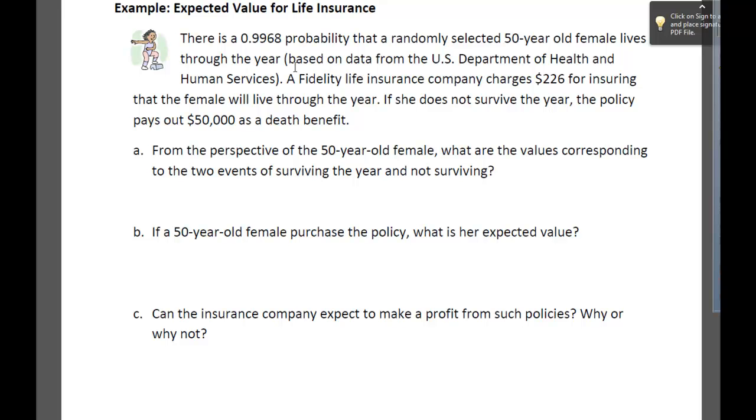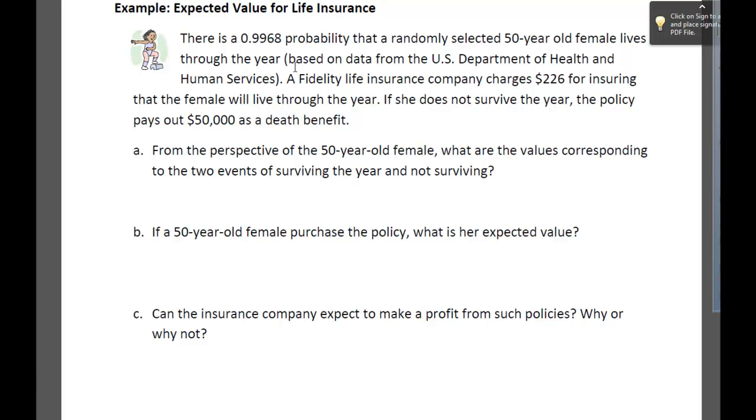Okay, from the perspective of the 50-year-old female, let me tell you why it says that. Depending on which side of the table you're on, you're getting a loss or a gain. We could do it from the perspective of the insurance company, or from the perspective of the person they're selling this policy to. So we're looking at it from her perspective. What are the values corresponding to the two events of surviving the year and not surviving the year?